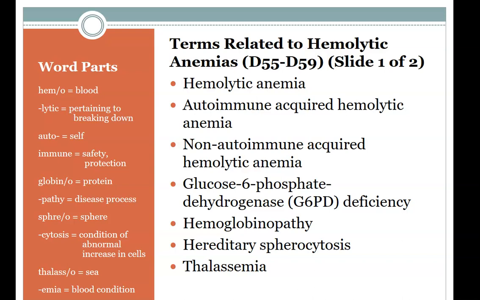The word parts. Hemo is blood. Lytic, pertaining to breaking down. Auto equals self. Immune is safety and protection. Globino is protein. Pathy is the disease process. Sphero is sphere. Cytosis is condition of abnormal increase in cells. Thalasso is sea, and anemia is blood condition.